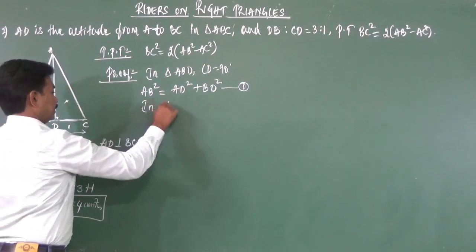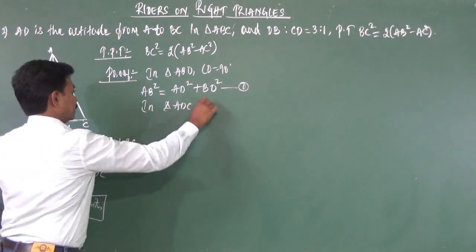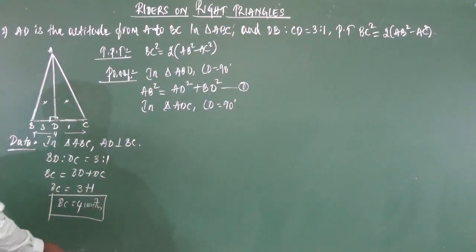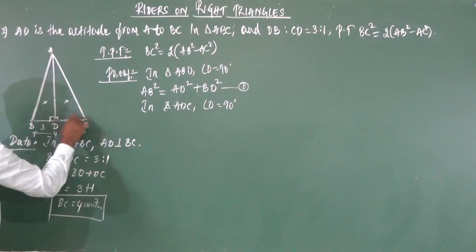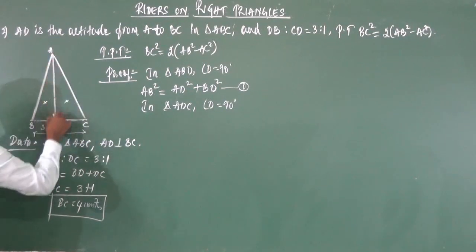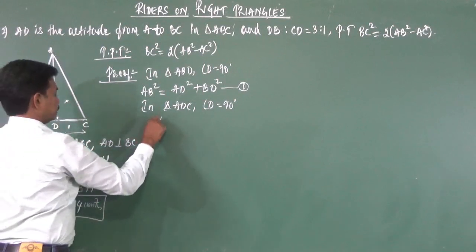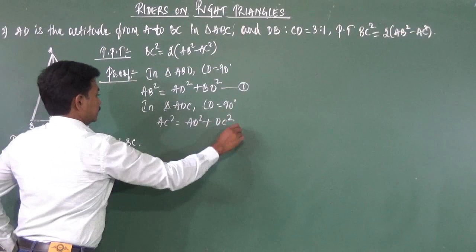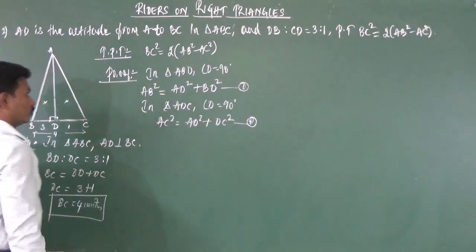So in triangle ADC, angle D is equal to 90 degrees. So again by applying Pythagoras theorem, AC square is equal to AD square plus DC square, opposite to the hypotenuse is AC square. Take it as equation 2.